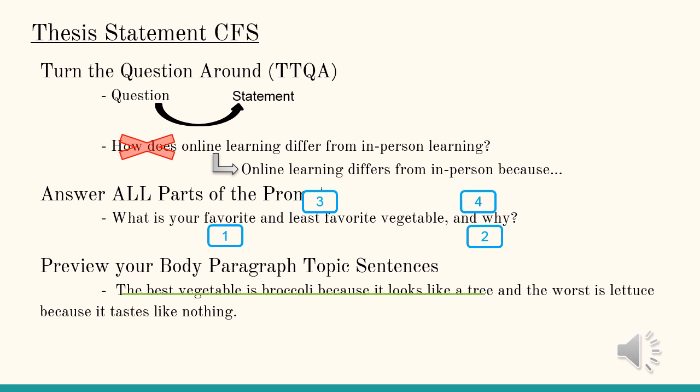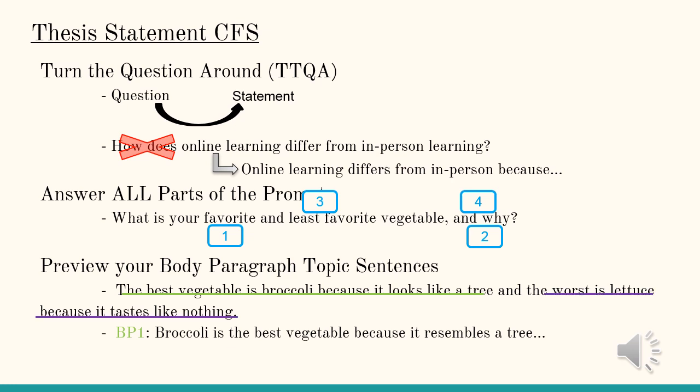So I see the first piece of my thesis statement here, the best vegetable is broccoli because it looks like a tree. I identify that as basically the roadmap for my body paragraph 1 topic sentence. I can say broccoli is the best vegetable because it resembles a tree. Then I see pretty clearly that the second piece of my thesis statement, the worst is lettuce because it tastes like nothing, could function as the preview of my body paragraph 2 topic sentence, which could be lettuce is the worst vegetable because it has no taste. Right? So I've designed a pretty clear preview or roadmap for my body paragraphs in my single sentence thesis statement.